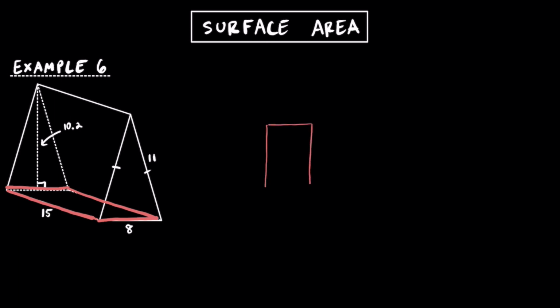That's going to be 15 by 8. So 8 across, 15 back. And let's see what's connected to it. Well, we have this front triangle and back triangle. Maybe we can draw those out and sketch them.